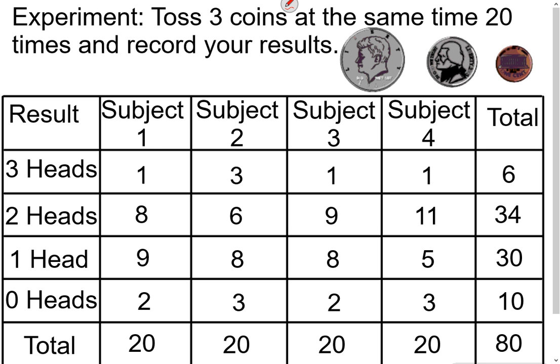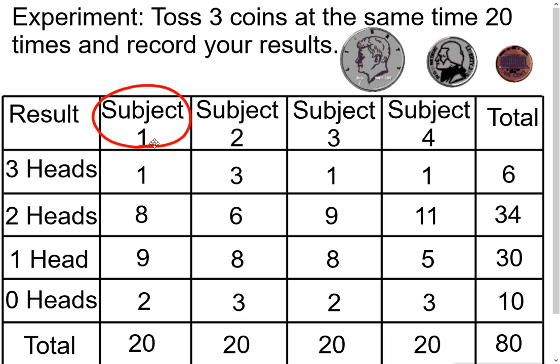I just want you to keep in mind I am subject 1. And those of you close to me might know who subject 2, subject 3, and subject 4 are. But I'm number 1, so looking forward, I will be that person. So when I did my experiment, 3 heads only happened 1 time. 2 heads 8 times, 1 head 9 times, 0 heads 2 times, and I had a grand total of 20 times where I flipped these 3 coins.